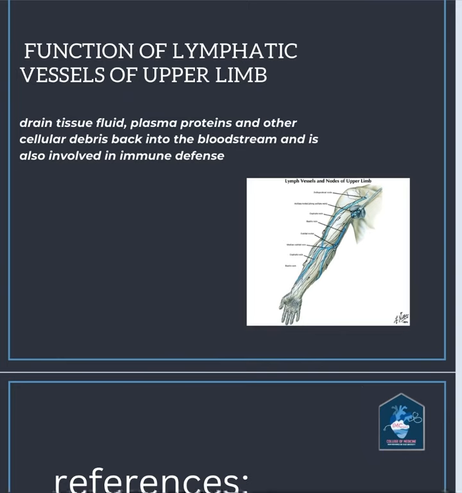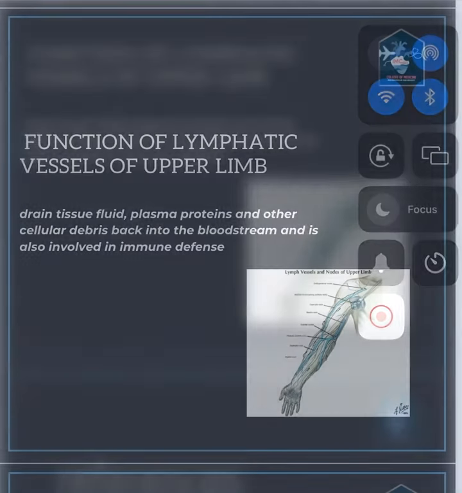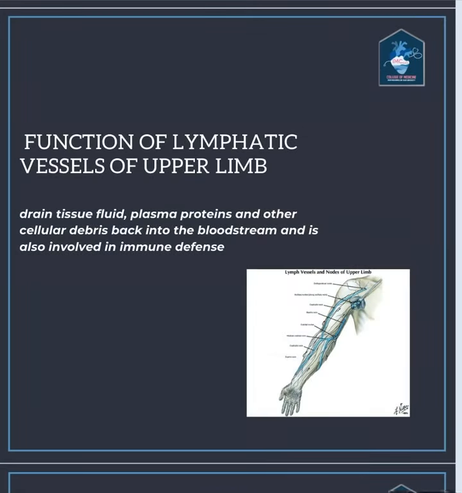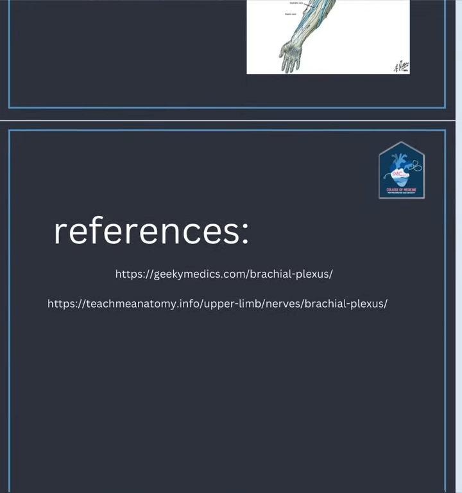So about the nodes. Talking about the lymphatic vessels, we have the cephalic lymphatic vessel, and about the nodes in the upper limb, we have the axillary nodes, and we also have the cubital nodes, which all work together to provide the function of the lymphatic vessels and the lymphatic nodes. And yeah, that's what I have for today.